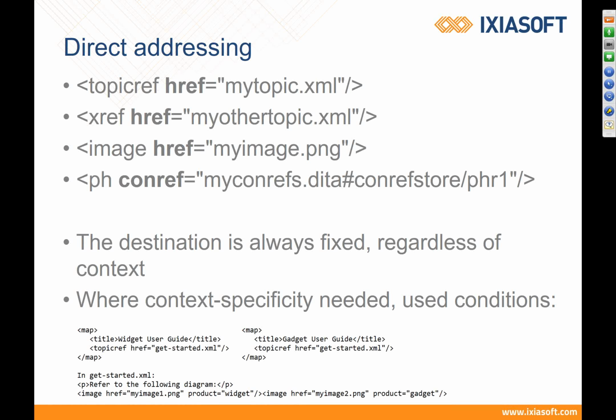So before keys, DITA offered only direct addressing as a way of referencing one thing from another thing. So you're probably all familiar with that. So you had things like topicref, xref, image, where you referenced that other object, that other topic, or that other file via href. And we also had conref, which was a way of referencing another element in another topic. And there are examples of those four there.